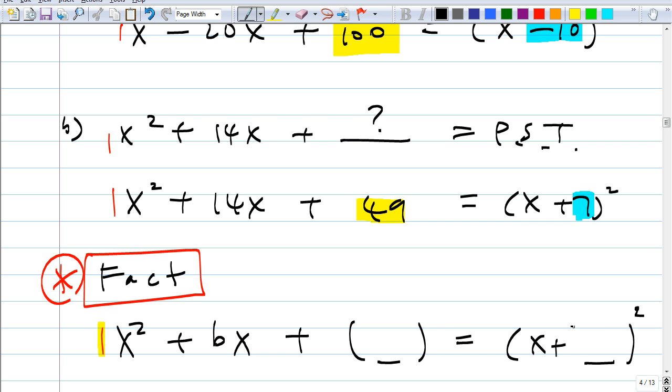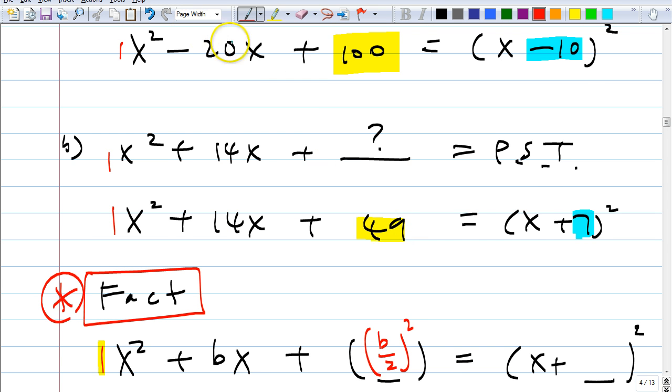Who sees the pattern? What do I need to put? How about, yes? 1/2 b squared is correct. In other words, b over 2 squared. Good. How many people agree? Yeah, it looks like it works, right? 14. What's 14 over 2? 7. What was 7 squared? Here, b is negative 20, right? So what's negative 20 over 2? Negative 10. Negative 10 squared is 100.